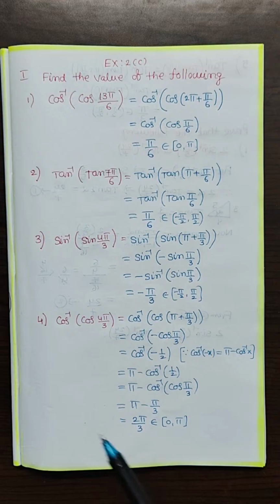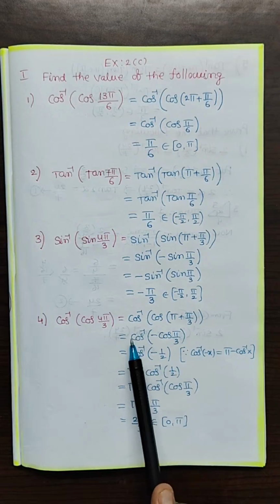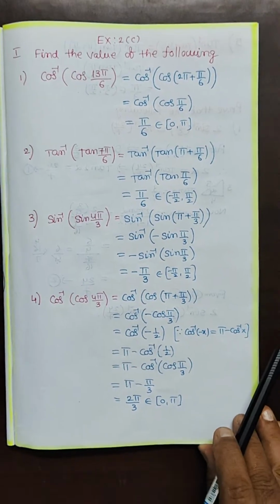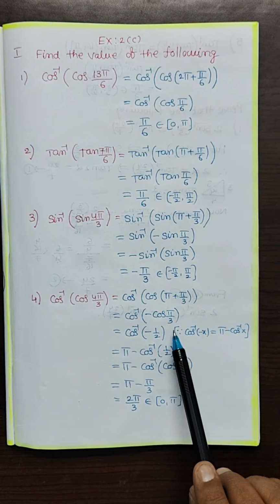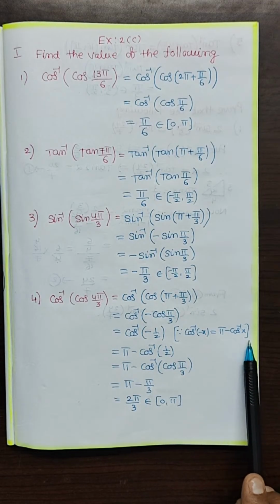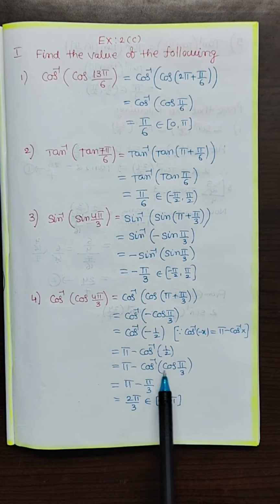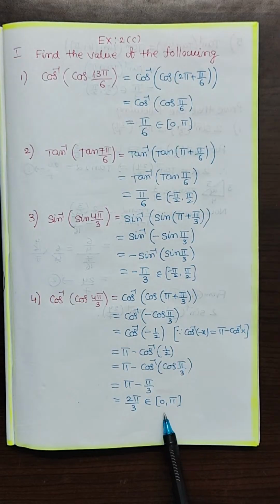Next, we'll move to the fourth question. Cos inverse of cos 4 pi by 3 is equal to cos inverse of cos of pi plus pi by 3. Cos of pi plus theta is minus cos theta. Therefore, minus cos pi by 3. Cos pi by 3 is 1 by 2. Cos inverse of minus x can be written as pi minus cos inverse x. So pi minus cos inverse of 1 by 2, that is pi minus cos inverse of cos pi by 3. Cos inverse of cos pi by 3 is pi by 3. So we have 2 pi by 3. This belongs to closed 0 comma pi, the range of cos inverse x.